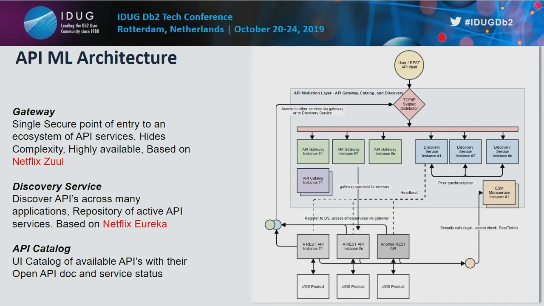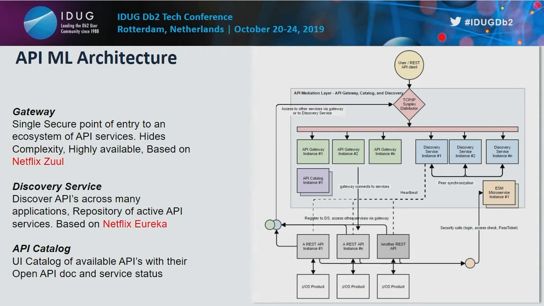And the third one is API catalog. And it's just graphical representation of those APIs running through this system. At the very top, you have the user REST API client. It can be a web browser or some kind of automation or application. At the bottom, you have the Zowe products and their corresponding REST API services.